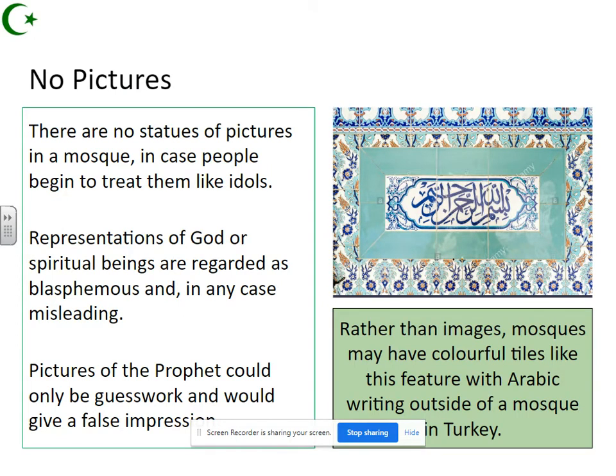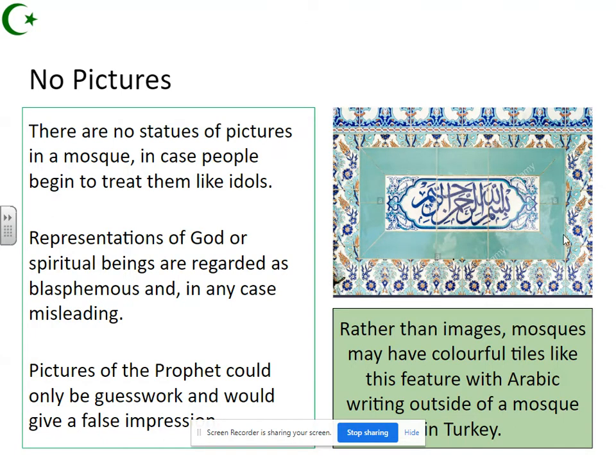I mentioned this already. When you are creating your mosque, you've got to remember there are no statues or pictures in a mosque. This is in case people begin to treat them like an idol, or instead of worshipping God, they begin to worship Prophet Muhammad, who was a man and not a god, or they'll start worshipping pictures. So instead, they have lots of different colourful tiles and lots of different Arabic writing.